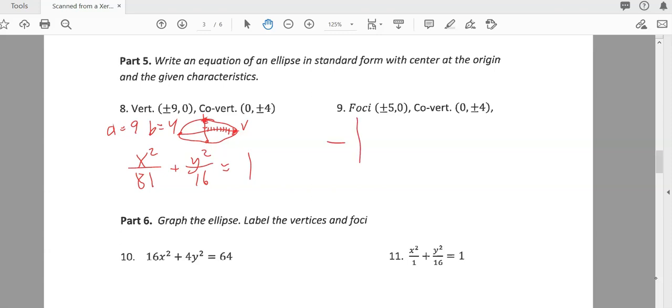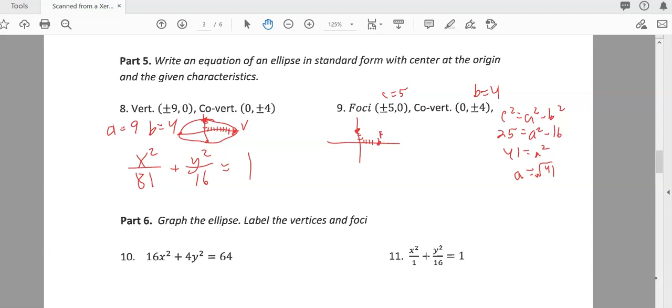This one, again, I just like to sketch it. So 5, 0, 1, 2, 3, 4, 5. That's the focus. The co-vertices, 1, 2, 3, 4. So I know that b equals 4. I know that c equals 5. You need that formula, c squared, I think for ellipses, equals a squared minus b squared. So this would be 25 equals a squared minus 16. So 41 equals a squared. So a equals the square root of 41.